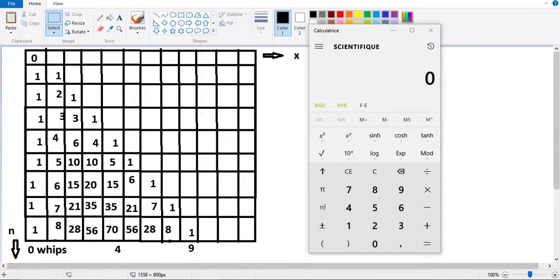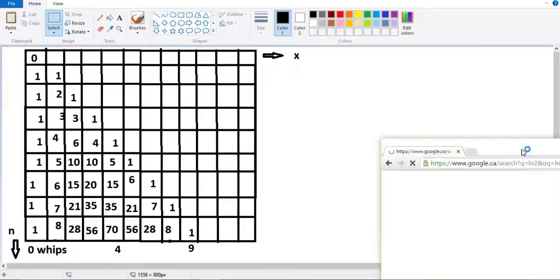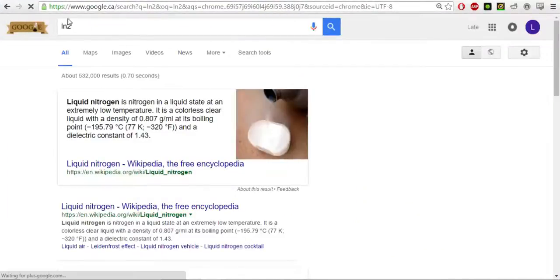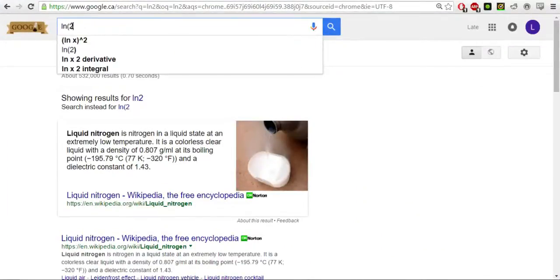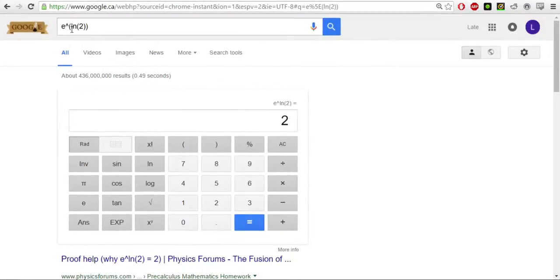I'm just going to open up Google because that's going to be more helpful than this thing. ln of 2. Hopefully Google will... maybe like this. Okay, 0.693147. And if you're wondering what ln of 2 is, if you do e to the ln of 2, you get 2.